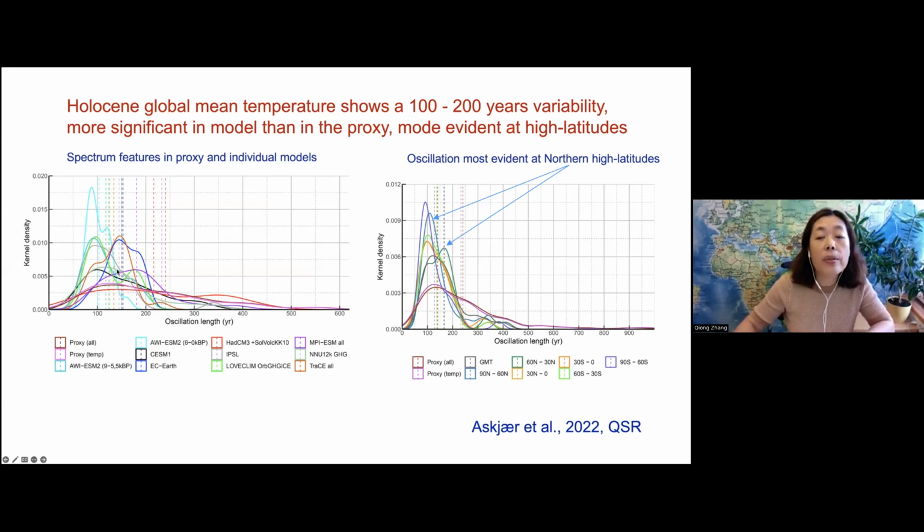And then if we look at the different latitude bands, it all points to the northern high latitude. See, this 100 to 200 years variability is actually most evident at the northern high latitude. That eventually points to the MOC.